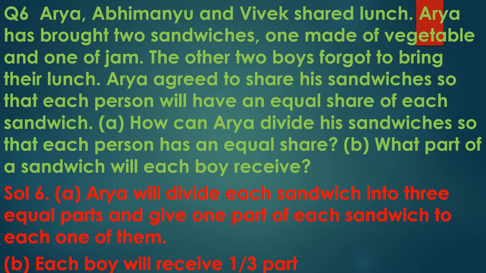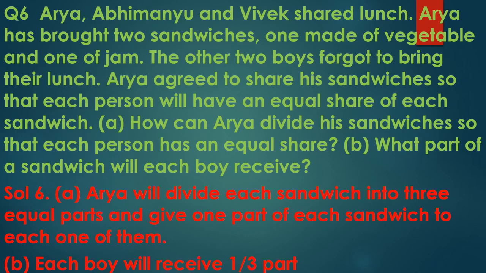Question 6. Arya, Abhimanyu and Vivek shared lunch. Arya has brought 2 sandwiches, one made of vegetable and one of jam. The other two boys forgot to bring their lunch. Arya agreed to share his sandwiches so that each person will have an equal share of each sandwich. How can Arya divide his sandwiches so that each person can have an equal share?